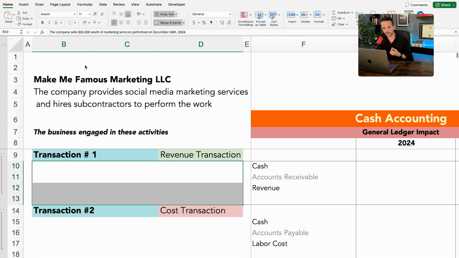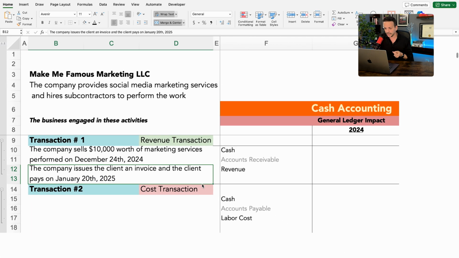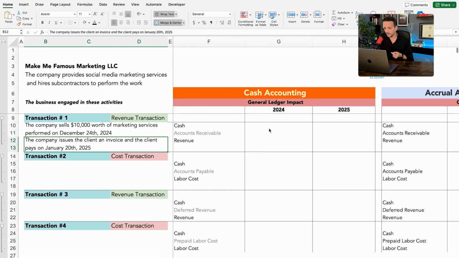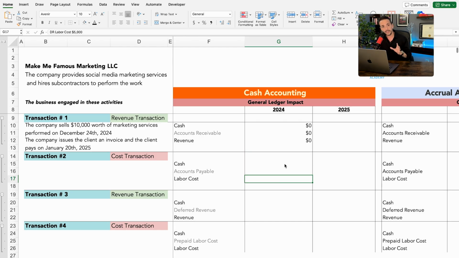The first transaction that we have here is that the company sells $10,000 worth of marketing services performed on December 24th, 2024. The company issues the client an invoice and the client pays on January 20th of 2025, so in the next year. Okay, so under the cash accounting method, in 2024, what would be the impact? Well, there will be no impact because the cash only got collected in the next year, in 2025.